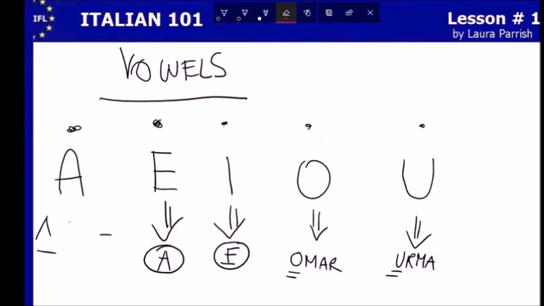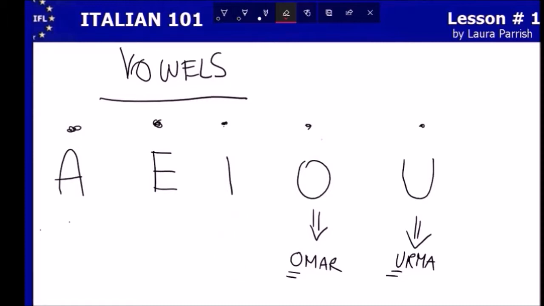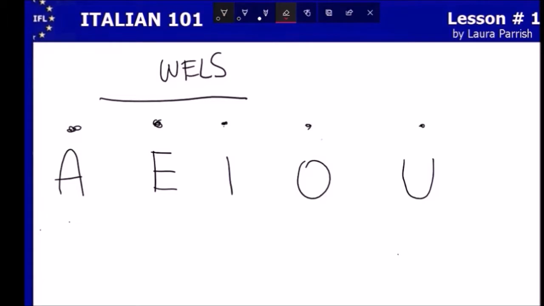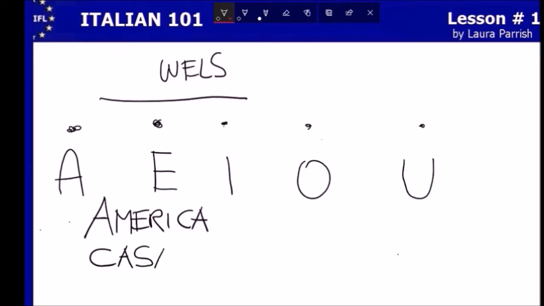So let's write a couple of words, and you will see how to pronounce just a couple of words in Italian. So let's see here, for example, America. In Italian they say America this way, or you can say casa. Casa, see, in Italian, casa is like in Spanish.